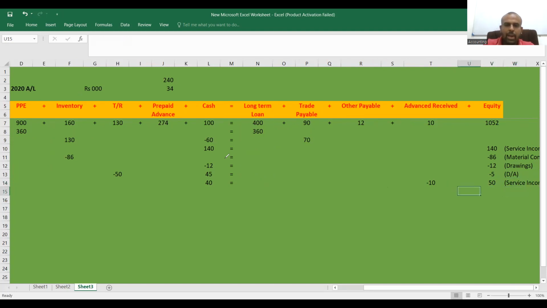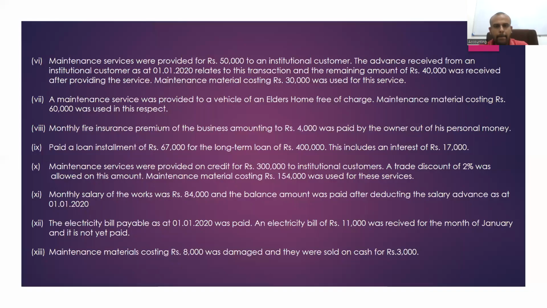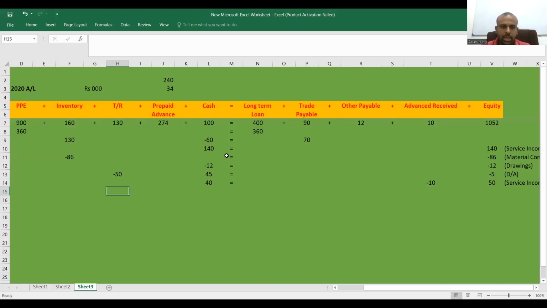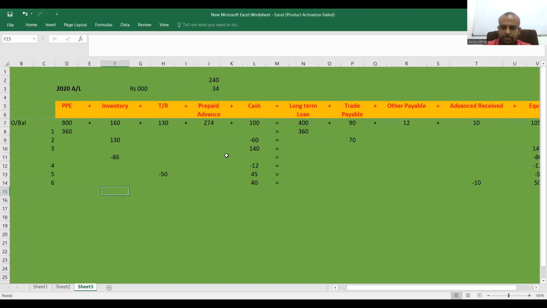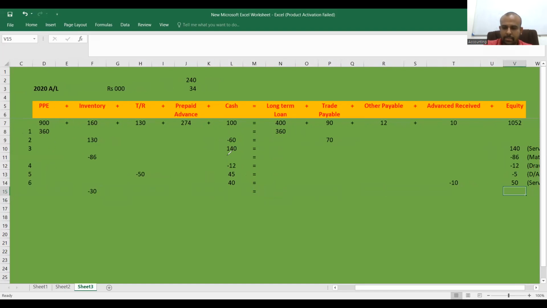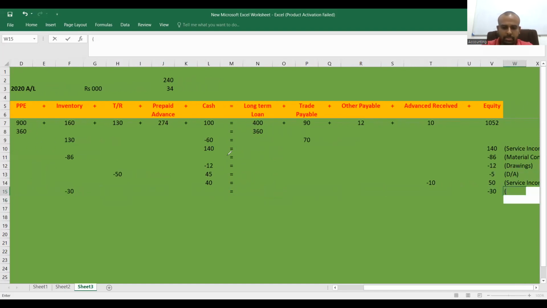Service income. And also the question says, in addition to that, for this purpose, you have used material worth rupees 30,000. How much of material have you used? 30,000. And the material balance reduces by 30, so material consumed. You can see, right? You consumed 30,000 worth of material and generated an income of 50.